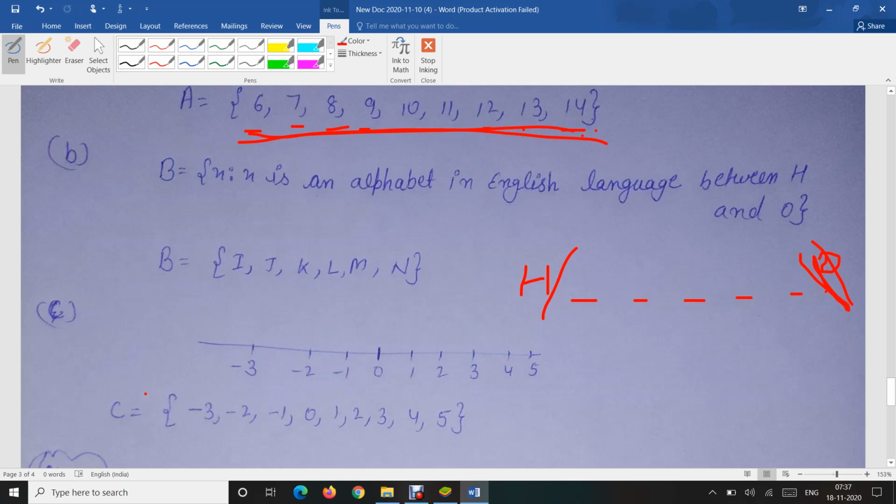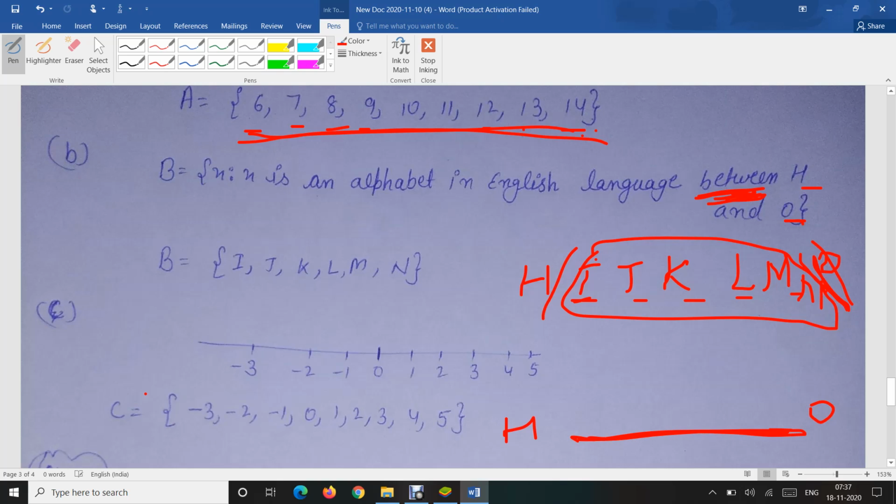After H we have the alphabets H, I, J, K, L, M and N. These are the alphabets which fall after H and before O. It is saying between H and O. Between H and O we have I, J, K, L, M and N. So these are the elements which are required here.